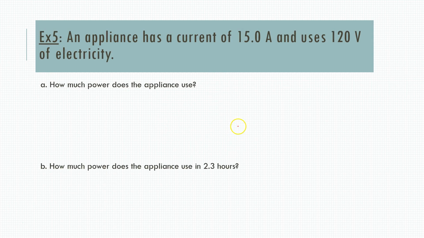So here's an example. We have an appliance with a current of 15 amps, so that's I, and it uses 120 volts of electricity. So that's letter V for our formulas. How much power does it use? Well, first of all, that's working the power problem. P is equal to IV. We have the 15 times 120. And what we got was 144, if you remember from the previous problem.